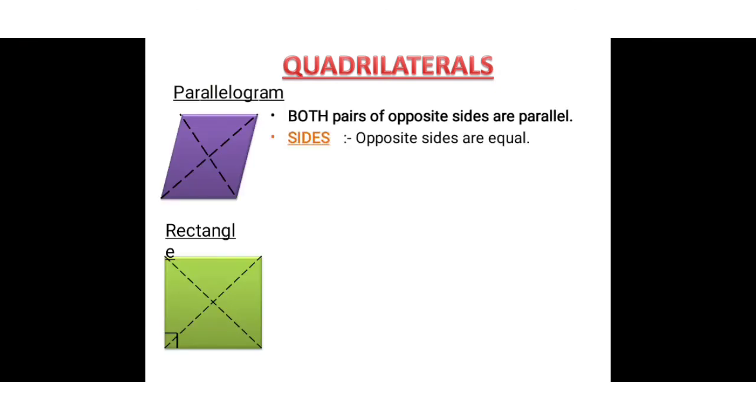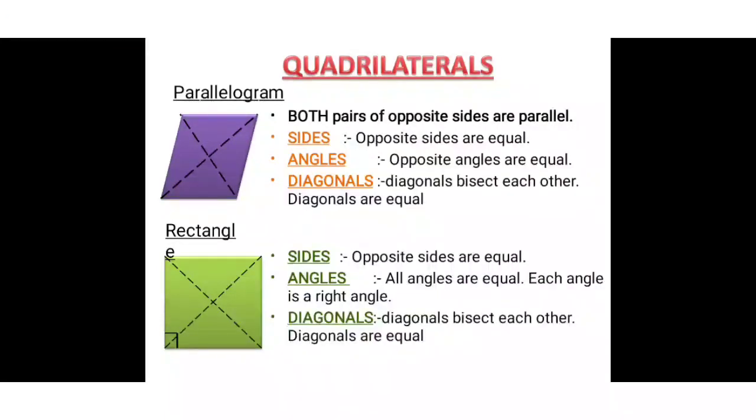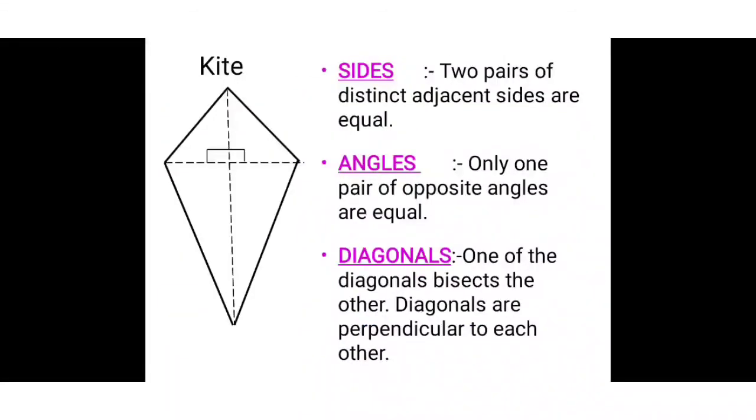So in our today's class we have learned the properties of different types of quadrilateral, that is parallelogram, rectangle, square and rhombus and kite.